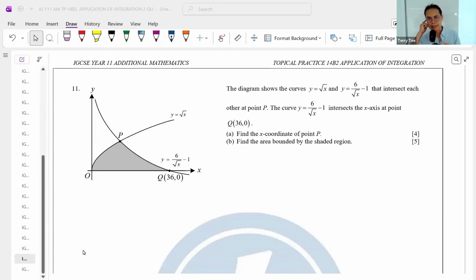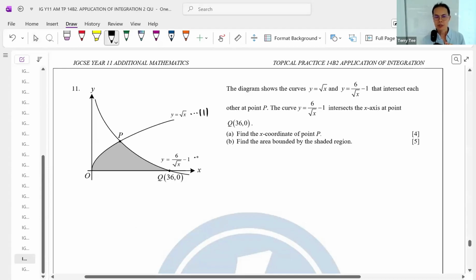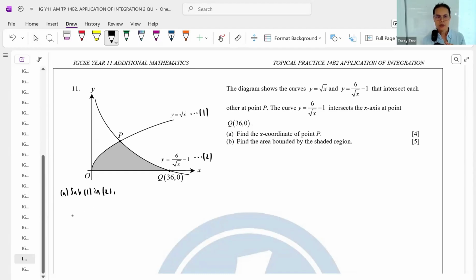Now you have 2 curves. The first one is y equals square root x. The second one is y equals 6 over square root x minus 1. So you're finding the x coordinate of point P, the intersection between these two graphs. So we can sub 1 into 2, square root x equals 6 over square root x minus 1. If you can't see it, may I suggest you use substitution. You let square root x become u, because some people cannot see that. It's what we call a disguised quadratic equation.